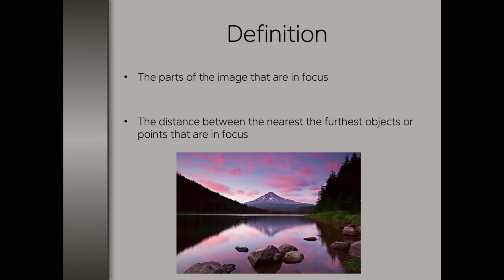So really, the definition of a depth of field really talks about the parts of the image that are in focus. More specifically, depth of field relates to the distance between the nearest and furthest objects or points that are in focus. So if you look at the image that's on the screen, the rocks in the foreground are in focus, and the mountain in the background is in an acceptable level of focus.